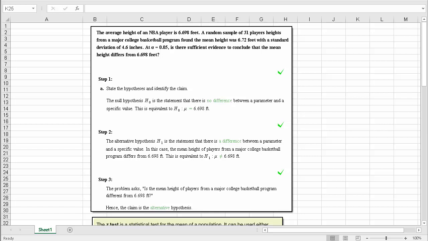Okay, let's take a look at this hypothesis testing scenario. The data appears right there. Okay, so I'll read that.